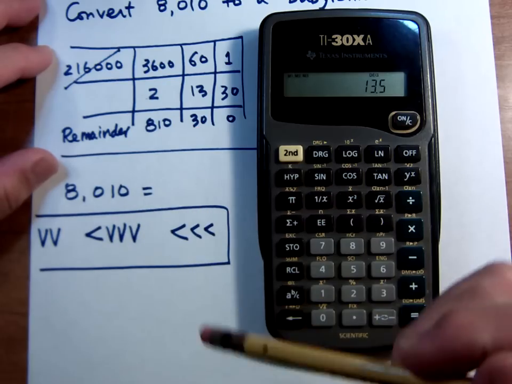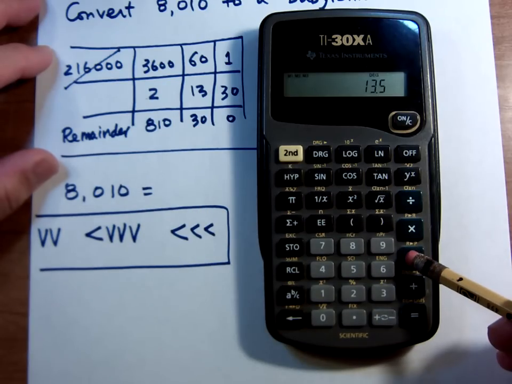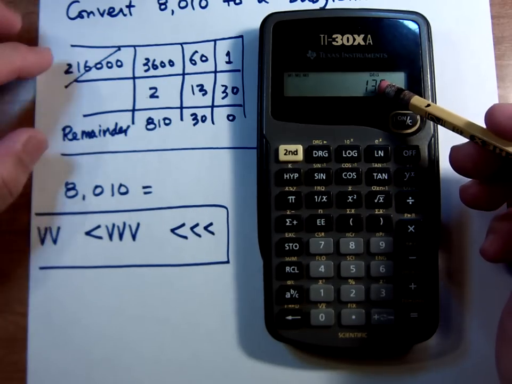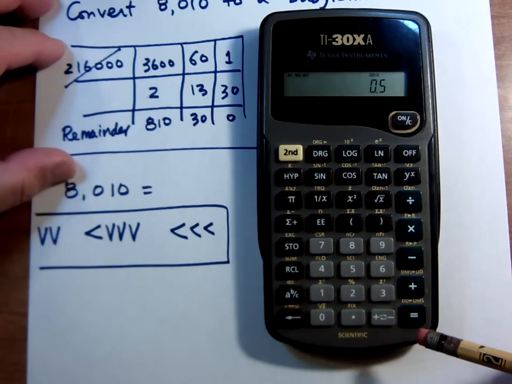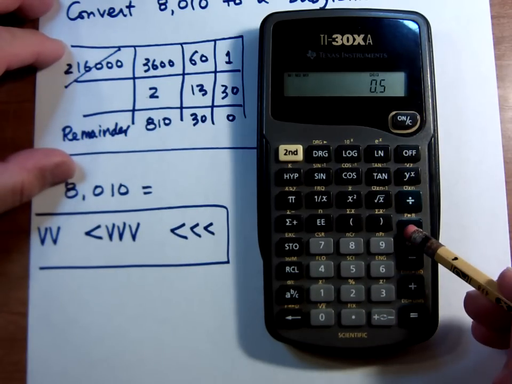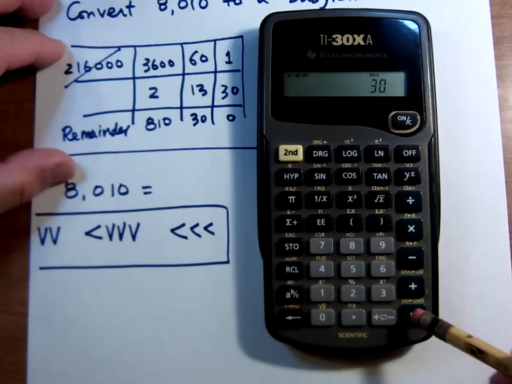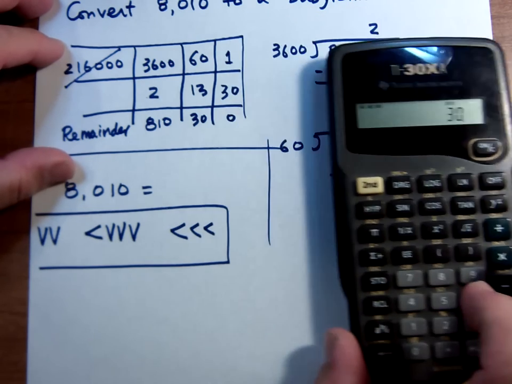Let's just verify it in the calculator. Remember, write down the 13 in this box. Minus 13 equals 0.5. Multiply that by 60 and it gives you 30. So this definitely saves time. Alright, so there you have it.